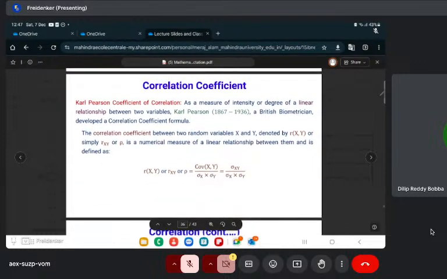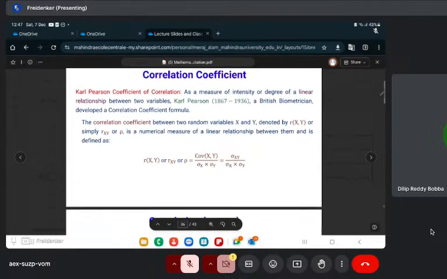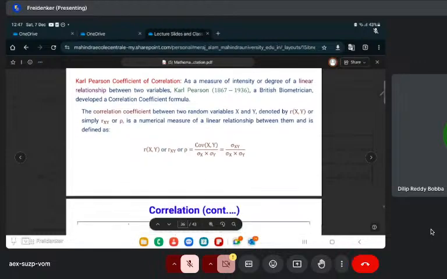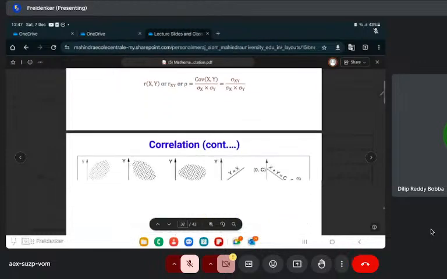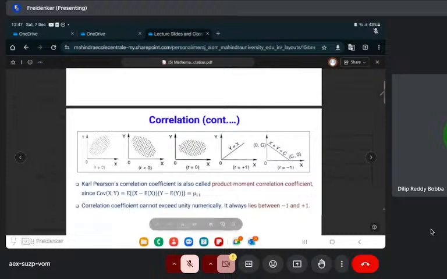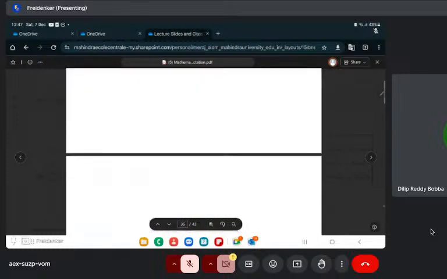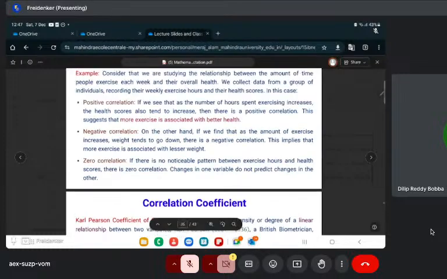Correlation coefficient is defined to be covariance divided by the product of standard deviations of x and y. Nice. And it will always lie in between -1 and 1. This is a part of the syllabus. Covariance and correlation coefficient. How do I know it always lies in between -1 and 1?